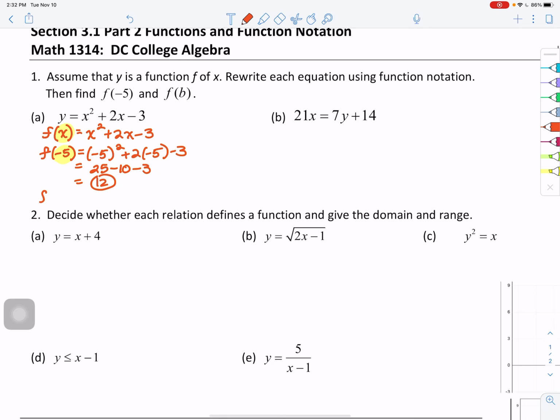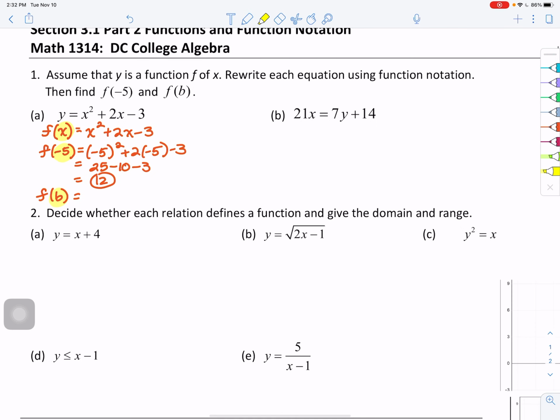And then, likewise, f of b. So everywhere there's an x, we're going to put a b. So we have b squared plus 2b minus 3.